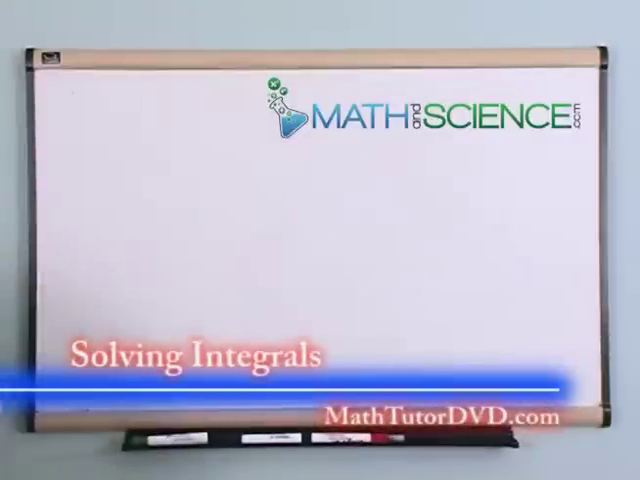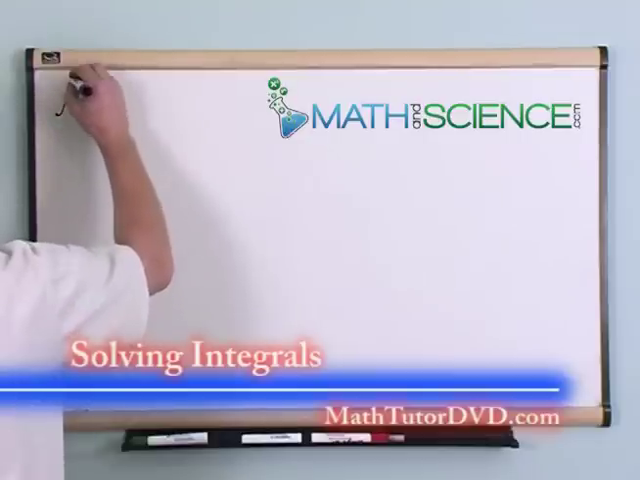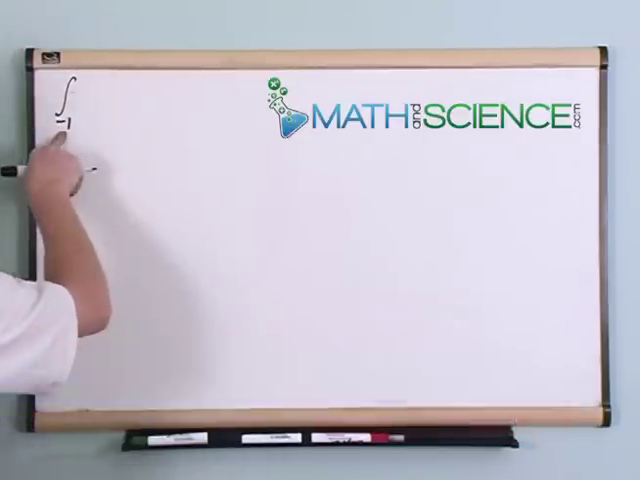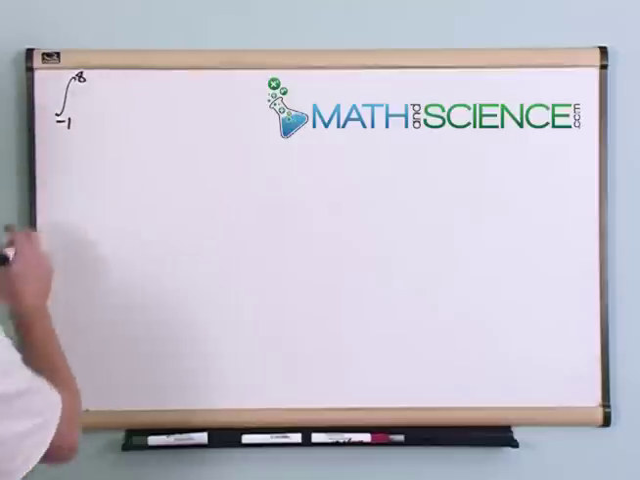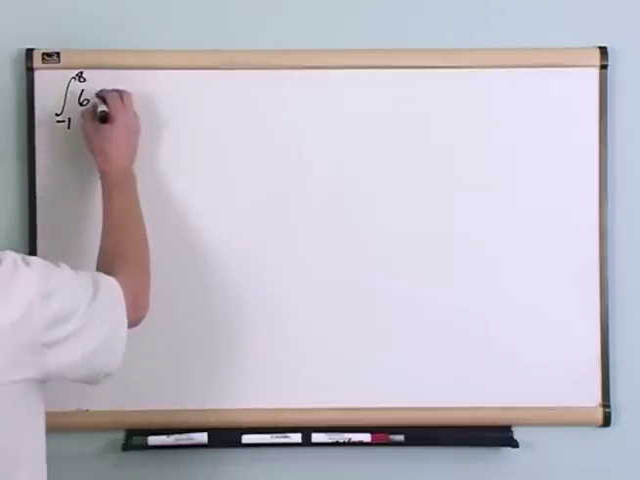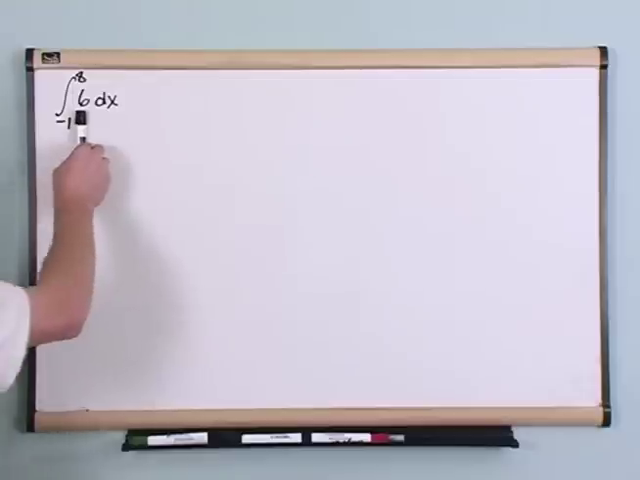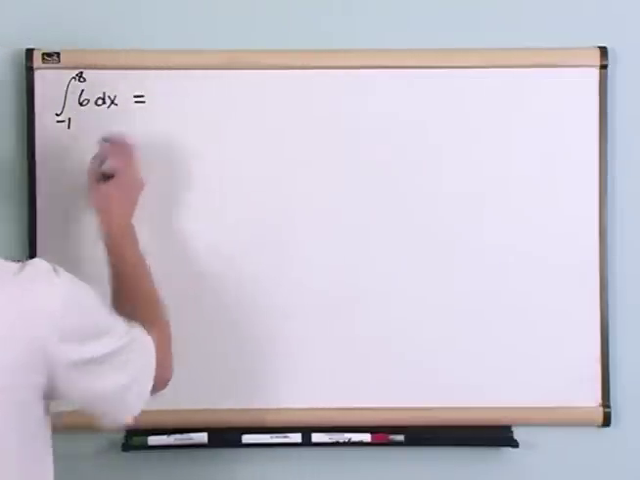All right, let's stop talking about this stuff. Let's work some problems. That's really the way to learn this stuff. What if you have the integral over the values of -1 to 8, these are the limits of integration, of the function 6, which is just a constant, dx? It's a very simple function because it's not even dependent upon x, it's just a constant. What would this be equal to?